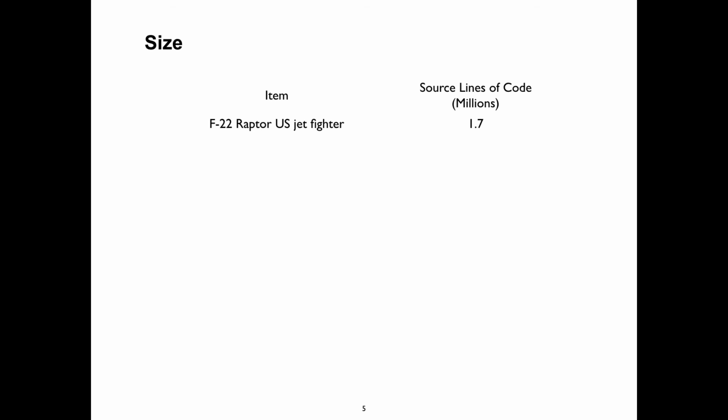So the F-22 is an old fighter jet. I don't know if it's still in service, but it had 1.7 million lines of code estimated on it. It seems like a lot, right? The 787 has 6.5 million.